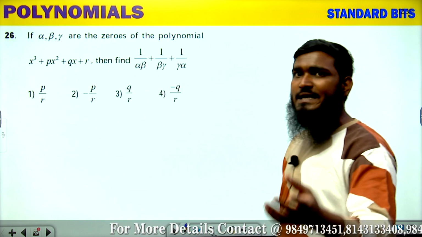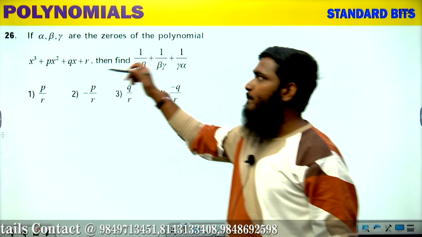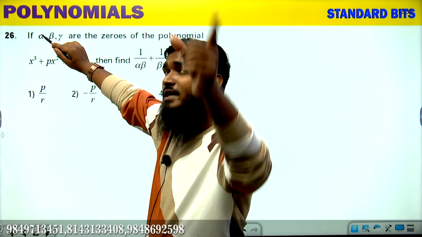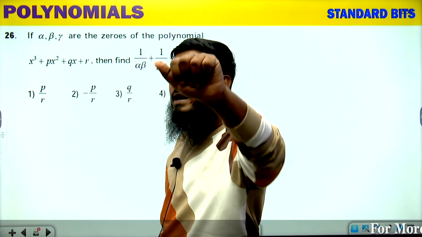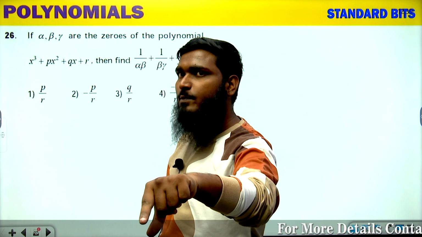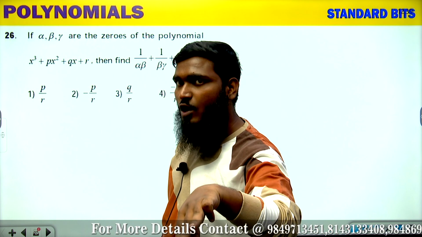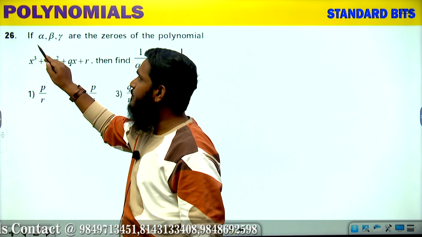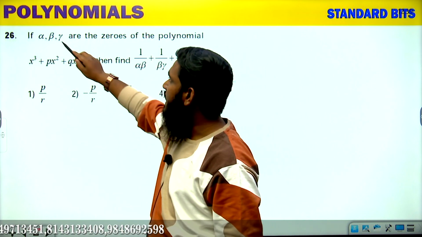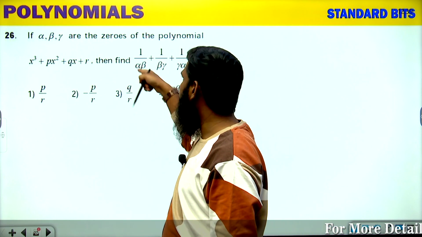If alpha, beta, gamma are the zeros of the polynomial x cube, power is 3 means which polynomial? Cubic polynomial. If power is 2 means which polynomial? Quadratic polynomial. If you are having a quadratic polynomial, how many zeros? 2 zeros. If you are having a cubic polynomial, how many zeros? 3 zeros. So if you are having a cubic polynomial over here, alpha, beta, gamma are the zeros of the polynomial. Then we have to find out this value.